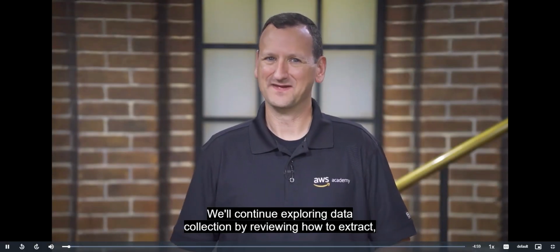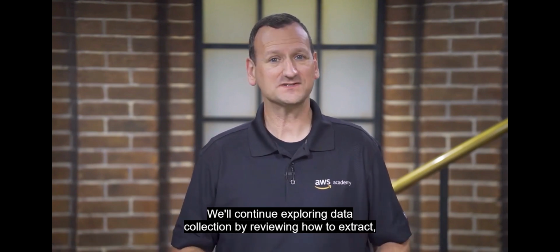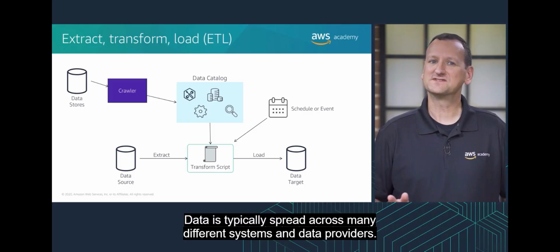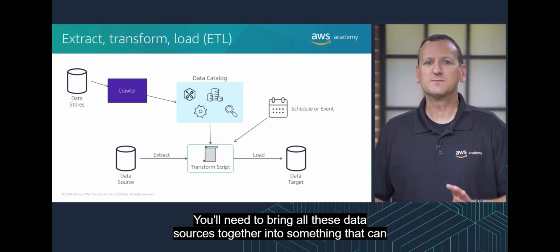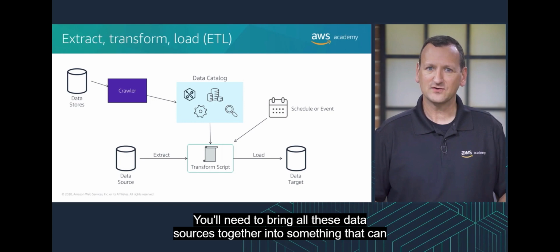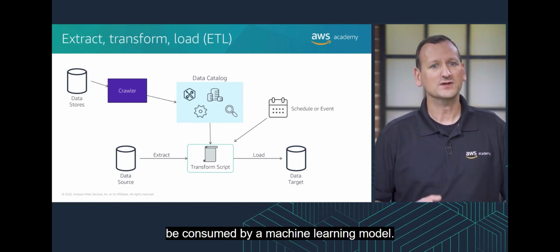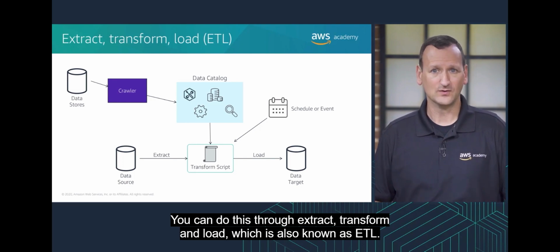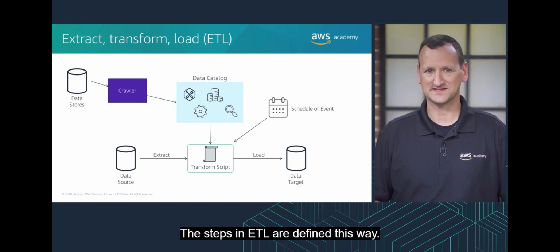Hi, welcome back. We'll continue exploring data collection by reviewing how to extract, transform, and load data. Data is typically spread across many different systems and data providers. This presents a challenge. You'll need to bring all these data sources together into something that can be consumed by a machine learning model. You can do this through extract, transform, and load, which is also known as ETL. The steps in ETL are defined this way.